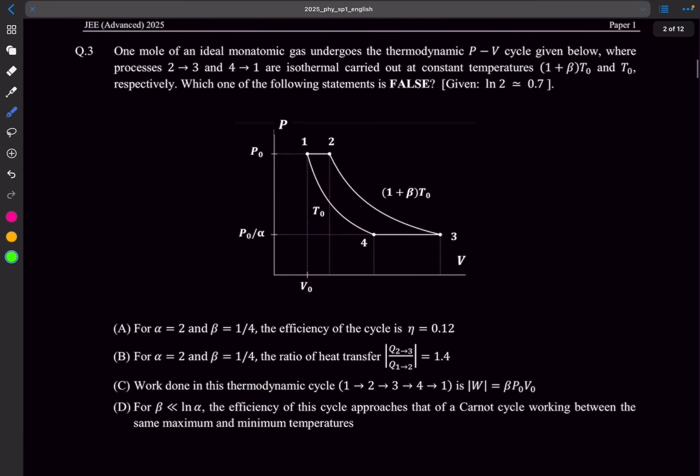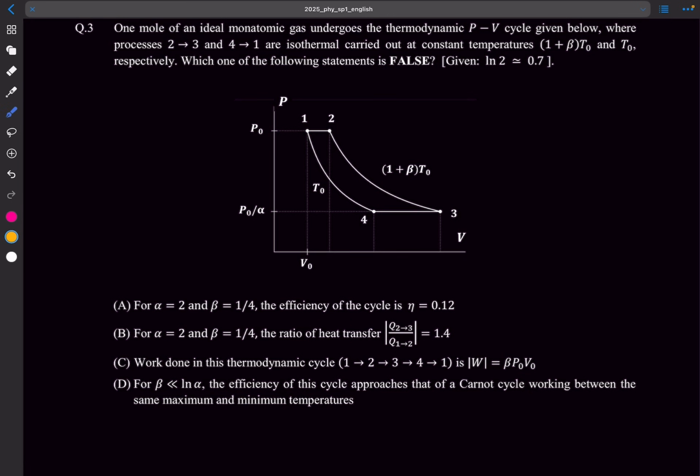All right. So in this problem, we have a mole of ideal monatomic gas undergoing a thermodynamic process, where processes 2 to 3 and 4 to 1 are isothermal, and they are carried at temperatures (1 plus beta) T0 and T0. We have to say which of the statements are false. So the cycle direction is from 1 to 2, 2 to 3, 3 to 4, and from 4 to 1 once again. The total work output is just the area under this curve.